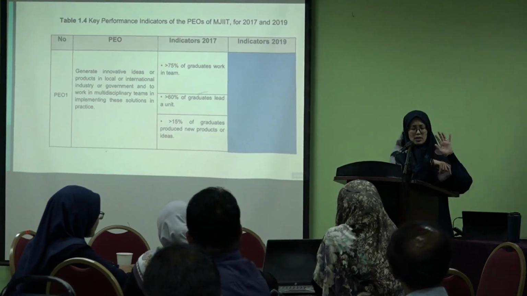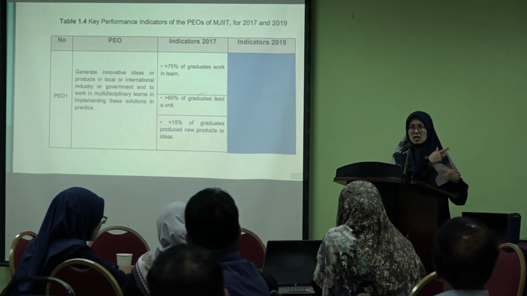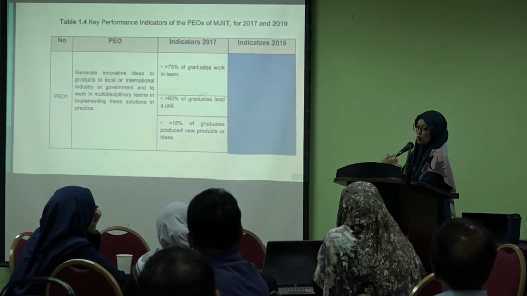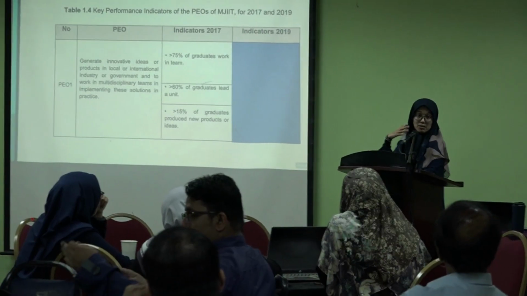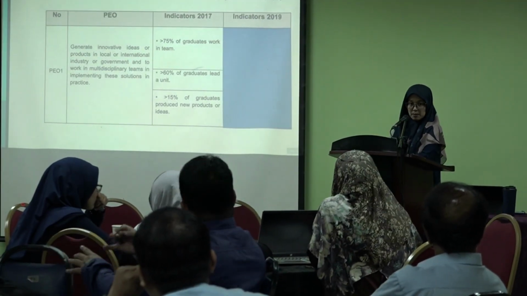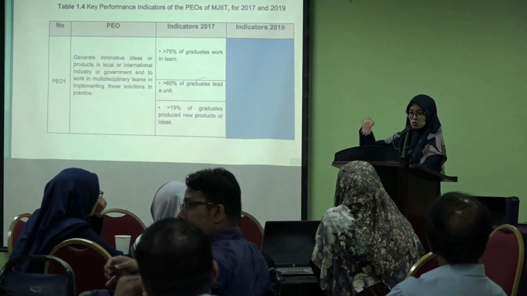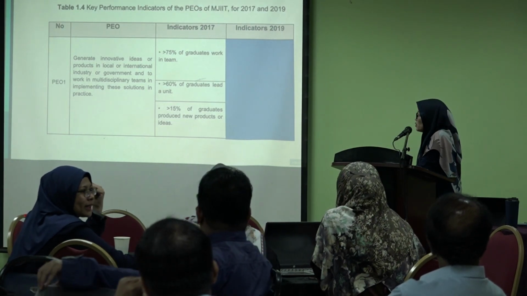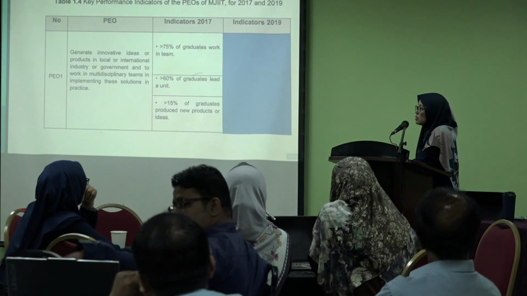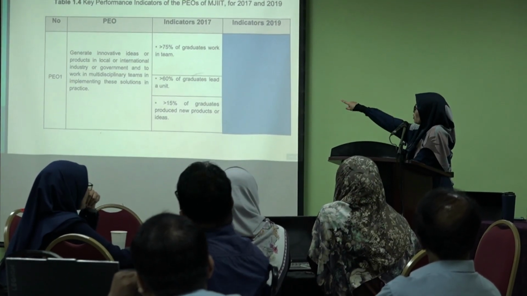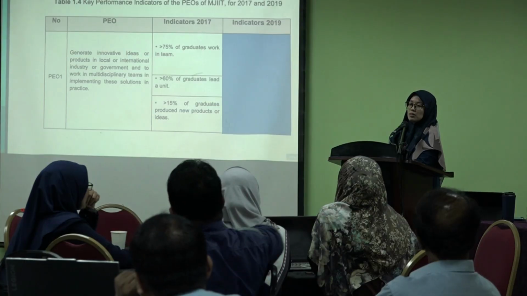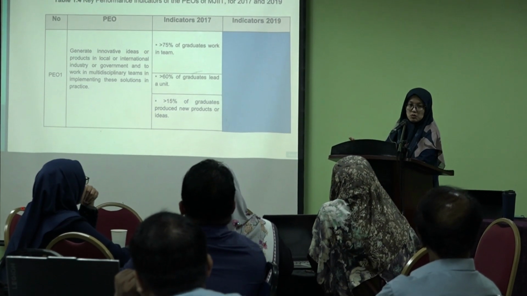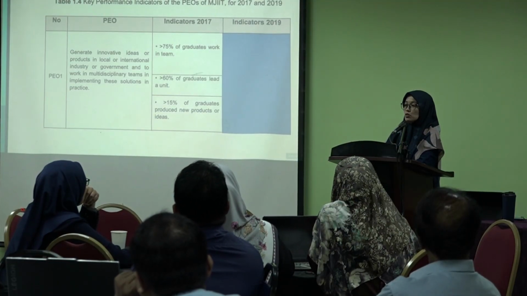So I'm saying, okay, I'm going to have 3 PEO indicators. I think that more than 75% of my graduates will be able to work in a team. So these are the numbers that you foresee. You say that in order for students to achieve this PEO, more than 75% of the graduates work in a team. What else? You say that more than 60% of graduates lead a unit. So this is what you specify you want. So you want your sample to achieve.